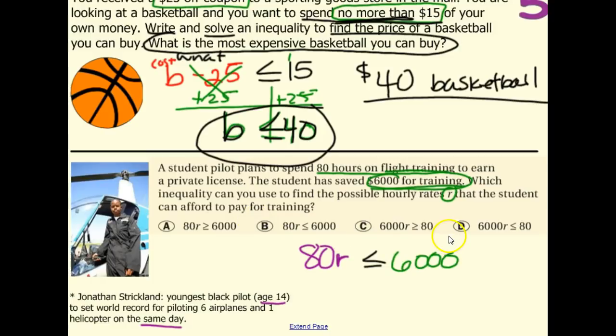So which one matches this? Well, even if you didn't know this part and you knew you had to spend less than or equal to $6,000, well, this one says greater than or equal to, so that one's out. This one says less than or equal to, that's good. This one says greater than or equal to, that one's out. And this one has less than or equal to, which is good, but it says 6,000 times the number of hours. You're not spending $6,000 per hour. No, it doesn't make any sense. So just by looking at that, you can see that it's going to be B.